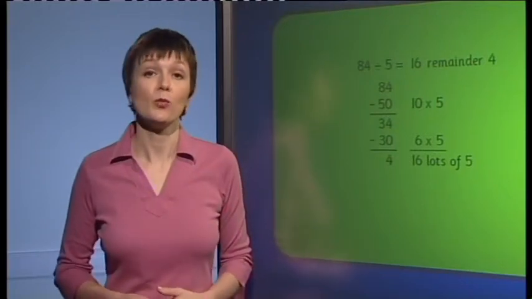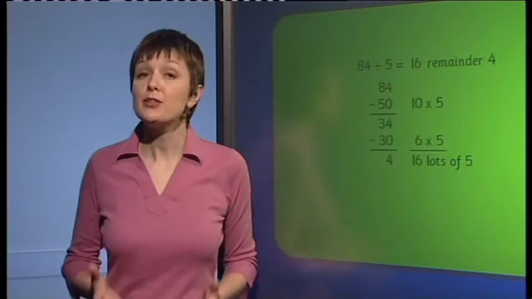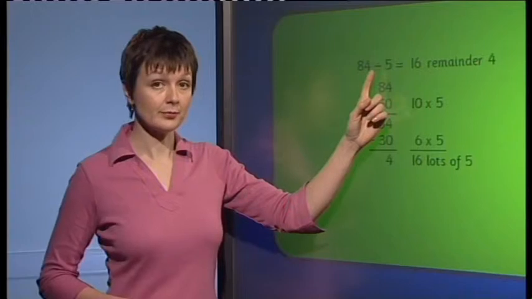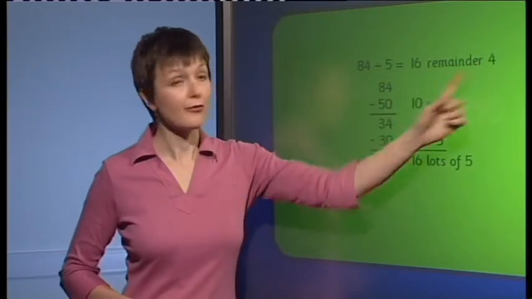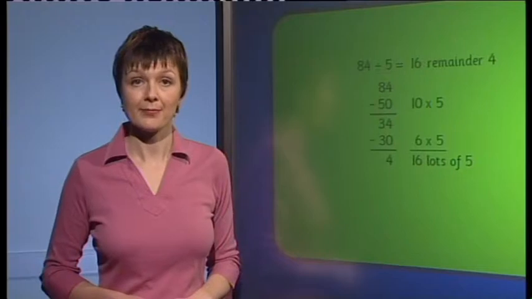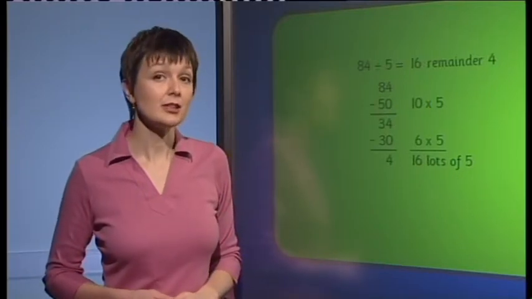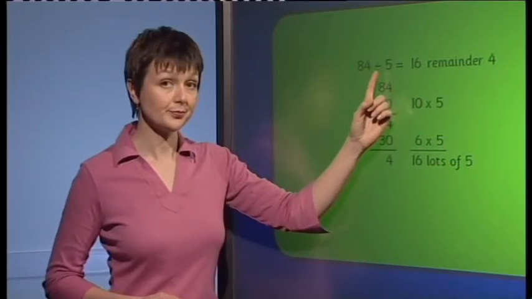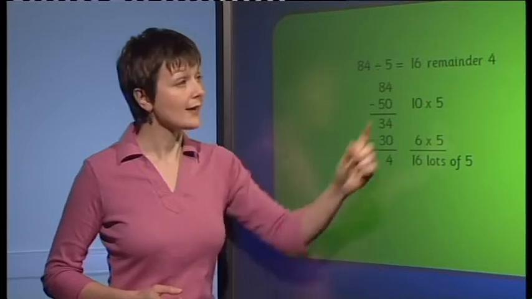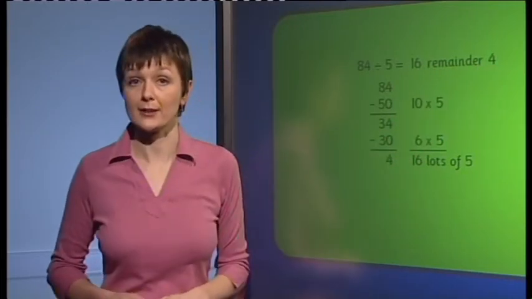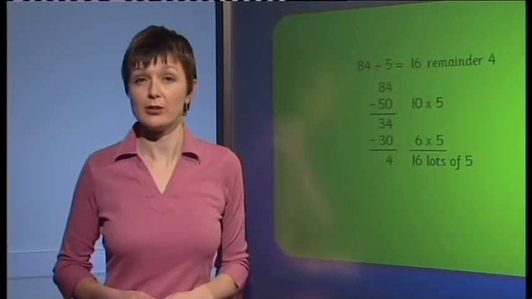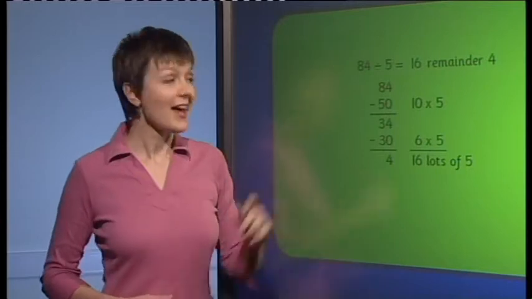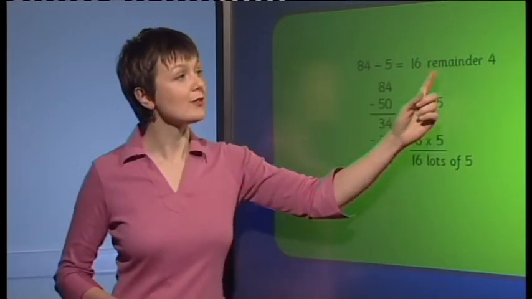Well, remember that depends on what the question was. If you were dividing 84 counters between 5 people, then 16 remainder 4 would be the right answer. But if this was a money question and you were dividing 84 pounds between 5 people, well, you could go on and split the 4 pounds you had remaining. Well, we haven't been told the question this time, we've just been given the numbers, so I think it's okay to stop here. 84 divided by 5 is 16 remainder 4.